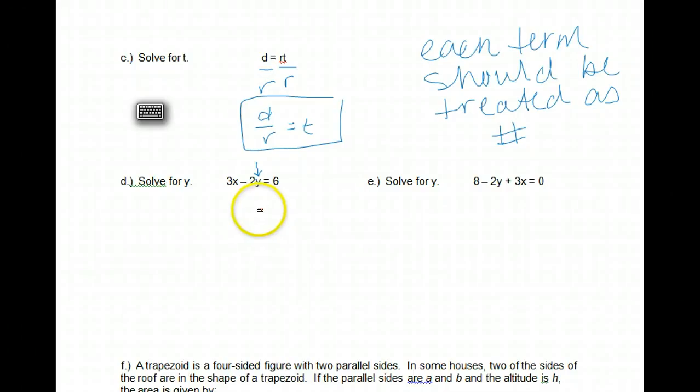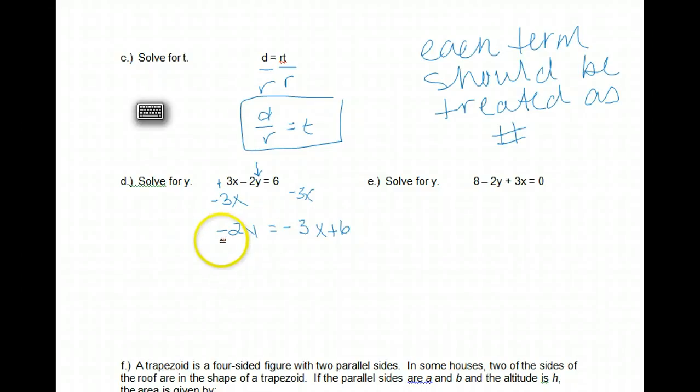So I ask myself, I have addition of 3x and I have multiplication of -2. What do I have to undo first in a two-step equation? Addition or multiplication? I'm supposed to undo addition. So the first thing that we're going to do is subtract 3x from both sides. That's going to leave us with -2y equals -3x plus 6.